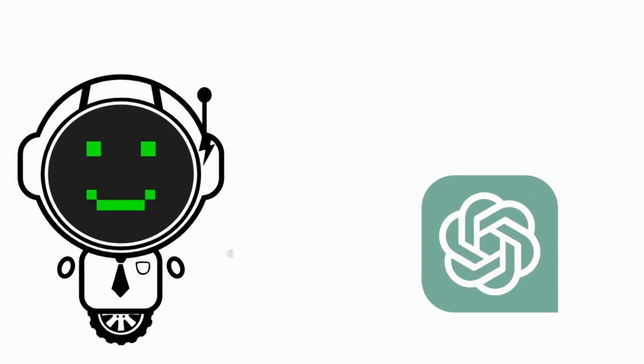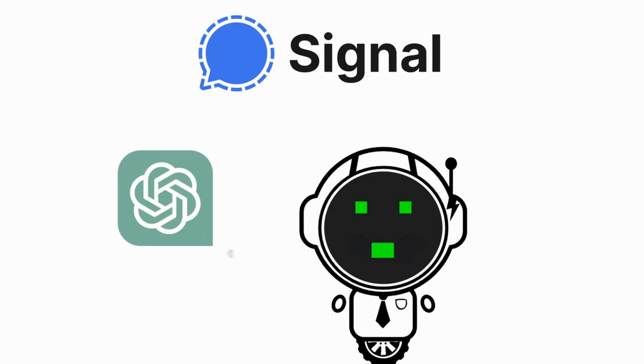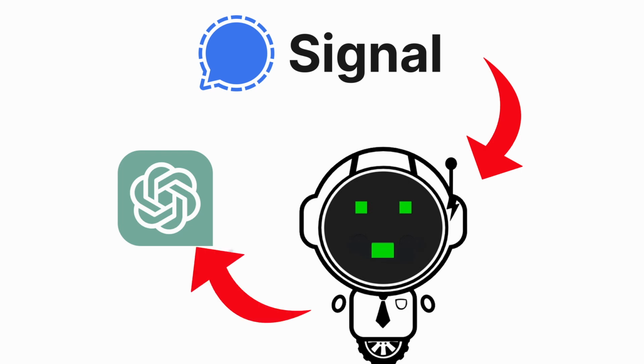Hey everyone, today we're going to be coding a bot that is going to be used with a large language model like ChatGPT, and we're going to combine that with Signal. So at the end of this, we are going to hopefully have a bot that talks on Signal for us.